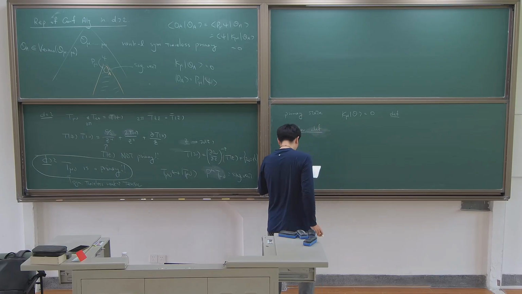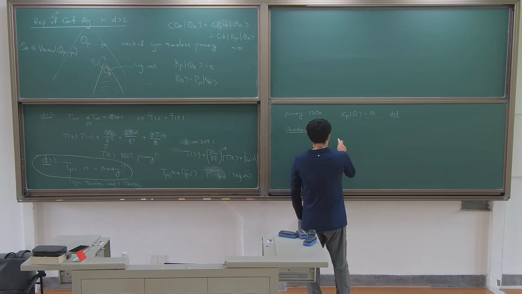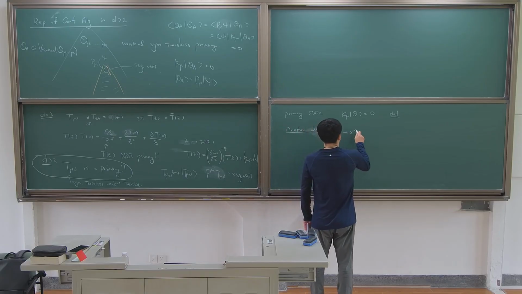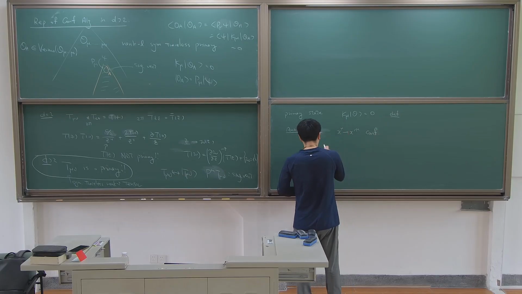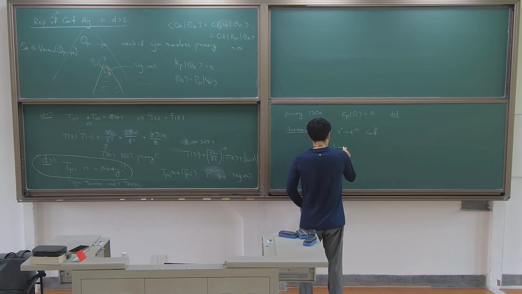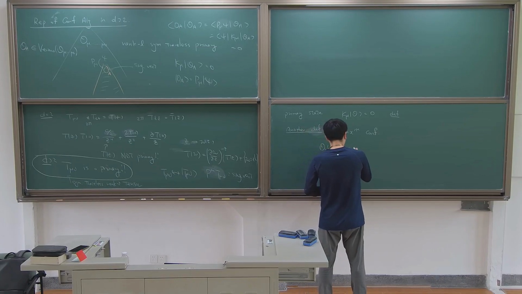It is as follows. If you have a conformal transformation, x goes to x prime, then the operator O I of x behaves like this.